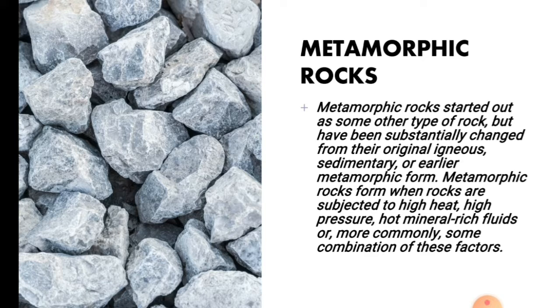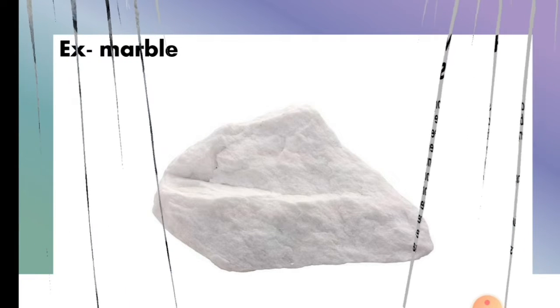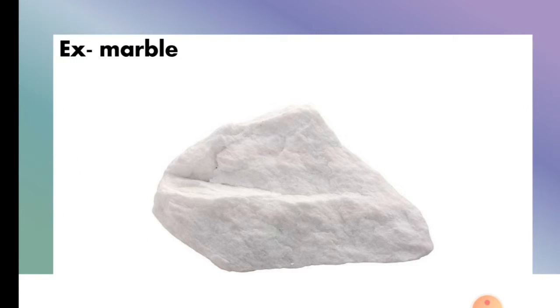It is classified as a metamorphic rock when the minerals or diamonds are not broken or melted. They are still inside the rocks. So the example is marble. Do you know that marble also used to be a part of the sedimentary rocks?